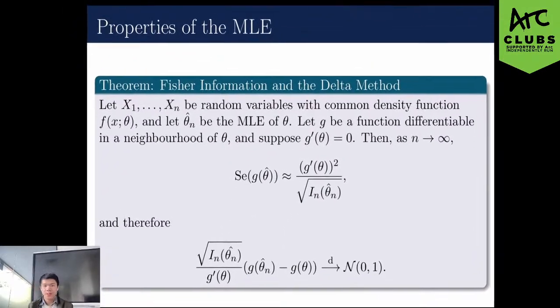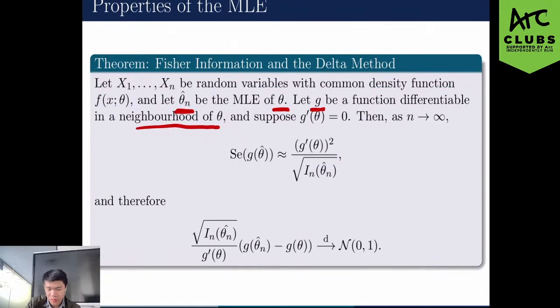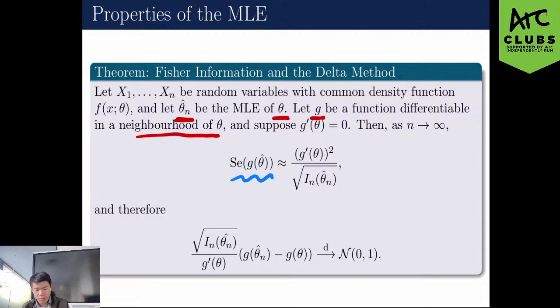Cool. And this is where invariance comes in. So let's just do our setup. We have theta hat n, the MLE of theta, and let g be a function that is differentiable in the neighborhood of theta. Then, as n approaches infinity, the standard error of this function is approximately equal, this should, by the way, say, I'll just correct this, it should be the absolute value. The standard error of that is equal to the derivative of g divided by the square root of the Fisher information.